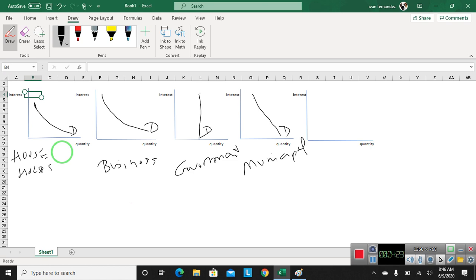Why is that? Because municipals, towns, cities, and others, they don't have the dollar printing machine, so they do care what the interest rate is. They have a fixed amount of population that they can tax, so they do care slightly about it. So a little more inclined. Finally, who else do we have? Well, we have foreigners.